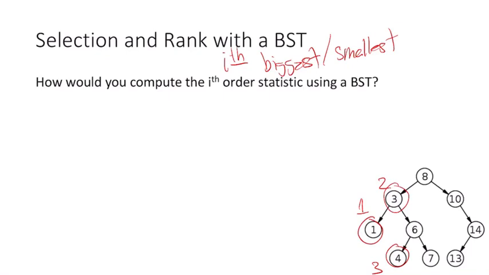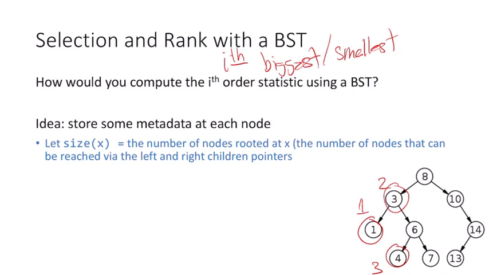Okay, so how do you solve the selection problem? The idea here is to sort of cheat a little bit, so I didn't give you enough information to solve this. You may have thought about it and come up with a solution, but maybe not. We're going to attach some metadata to each node, and the metadata we're going to attach is the size of the node, where size is the number of nodes rooted at that given node.